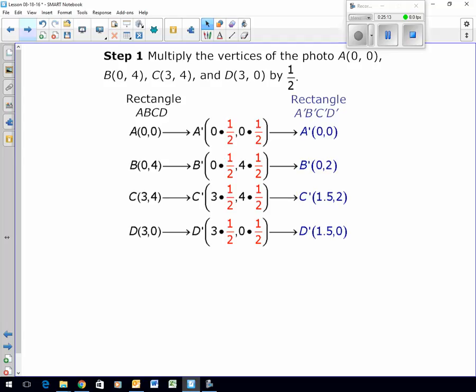Would this be an enlarged or a reduced image? Reduced image, because my scale factor is less than 1. If it's 2, it's going up. What happens if it's 1? Stay the same. And yes, you'll get that on the EOC.